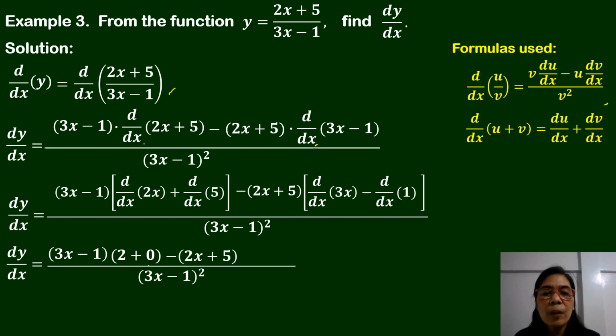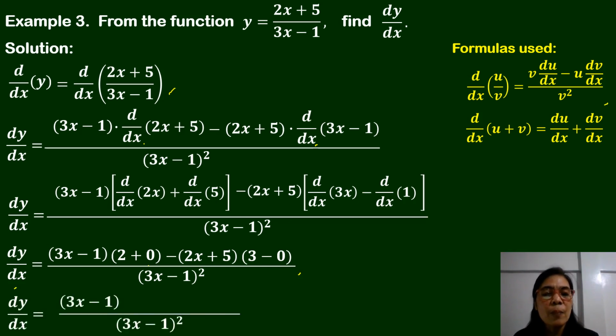Then minus the quantity 2x plus 5, we just copy. Then the derivative of 3 times x again is 3 times the derivative of x with respect to x, which is 1. So we have 3, this is minus the derivative of 1. Since 1 is a constant, its derivative is 0. So we are done differentiating the function. What is left is just dy over dx. So all we need to do is simplify.